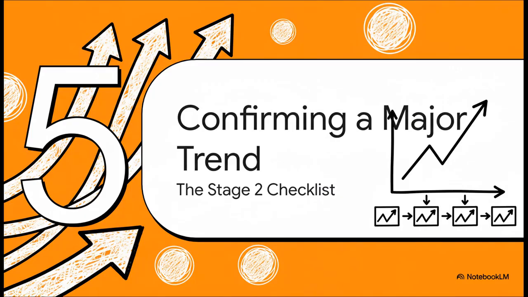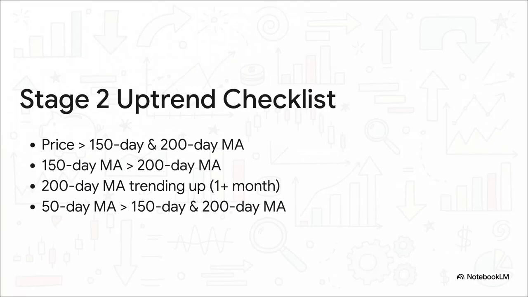So finally, how do we confirm a truly powerful, long-term uptrend? The kind driven by the big institutions? For this, we can use a checklist from a methodology called stage analysis, which is designed specifically to identify stocks when they're in their absolute strongest phase. This checklist here defines what's known as a stage 2 uptrend.